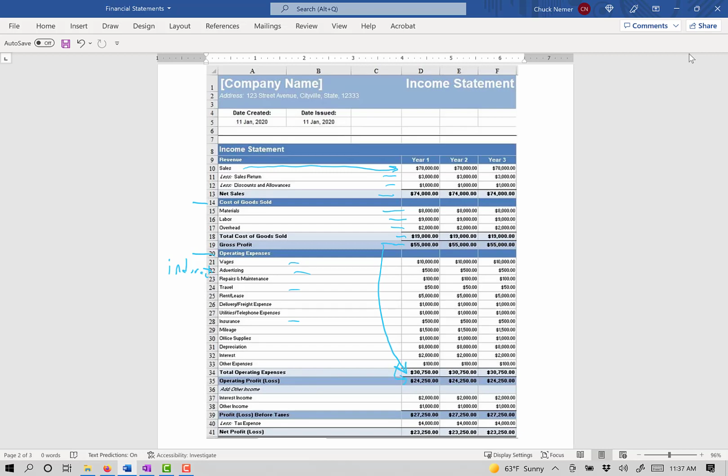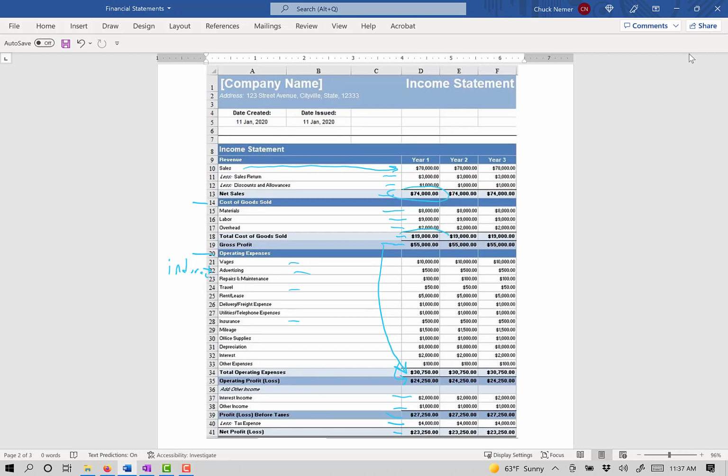$24,000. And out of that we had some other miscellaneous incomes. And the reason they're down on the bottom is because they are not tied to the income producing main elements of our business. So we ended up netting 27, and then out of that we have to pay our taxes. So we ended up with a net profit of $23,250.